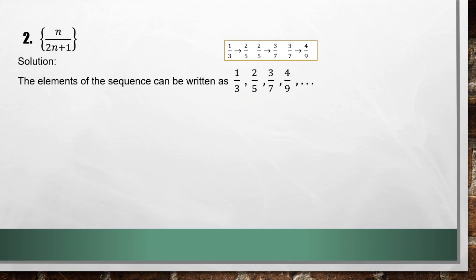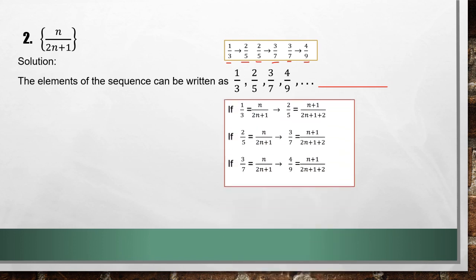Now take note that from the first term 1/3, the next term is 2/5. From 2/5, the next term is 3 over 7. From 3 over 7, the next term is 4 over 9. Now to get the rest of the sequence terms, we have to find the general expressions for the rest of the sequence terms.